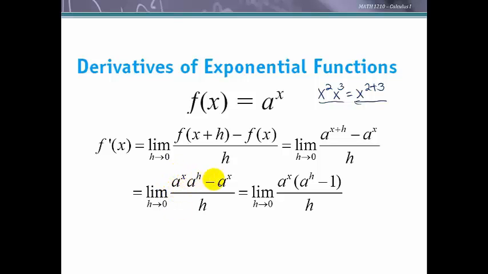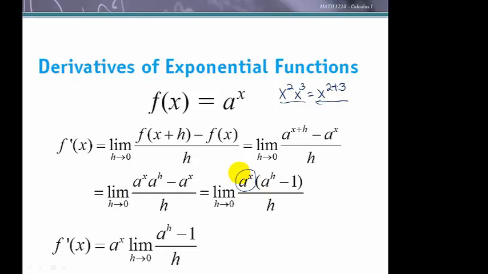We can now factor out the common a to the x, and because we are taking the limit as h approaches 0 and this a to the x does not involve an h, we can actually move that function outside of the limit and multiply that function later. And so we are now looking at the derivative of this a to the x is a to the x times the limit as h approaches 0 of a to the h minus 1 over h.